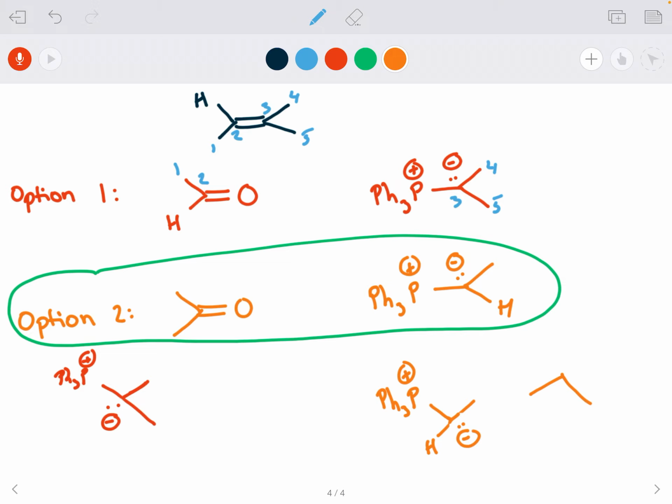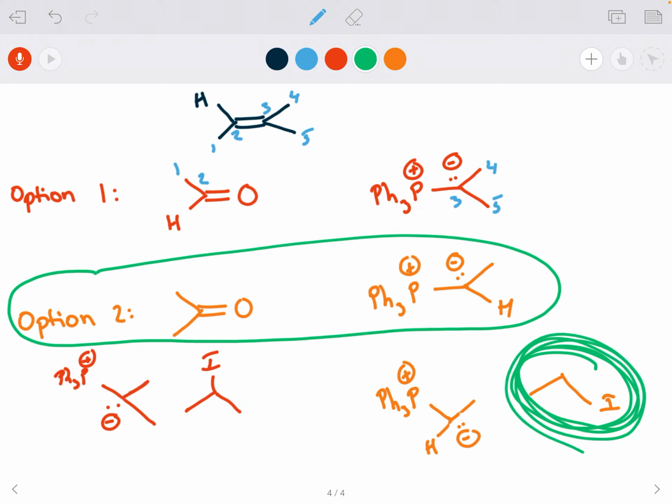A primary iodide reacts better in an SN2 than a secondary does. So that's the reason I choose option 2, because I'm using a primary iodide for my SN2 reaction. So it's subtle, but there is a better option. So that's something to keep in mind when you're determining what reagents to use when you're given your product.